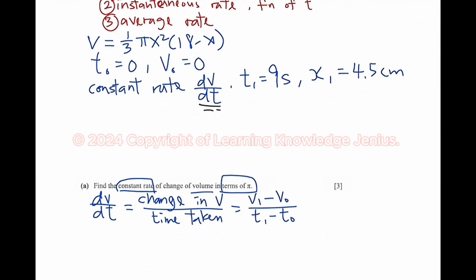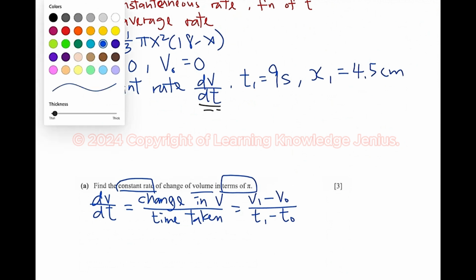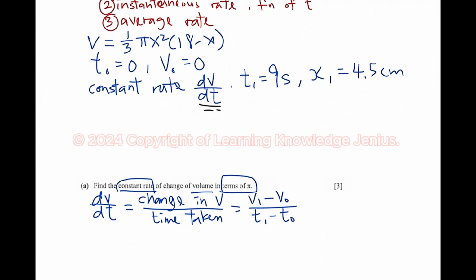So let's check, do we have all the information we need? We have the T0, so this one okay. We have T1, so this one okay. We have V0, this one okay, but we don't have the V1. So we need to find our V1. V1 again corresponds to this pair. So we need to find out what is V1.